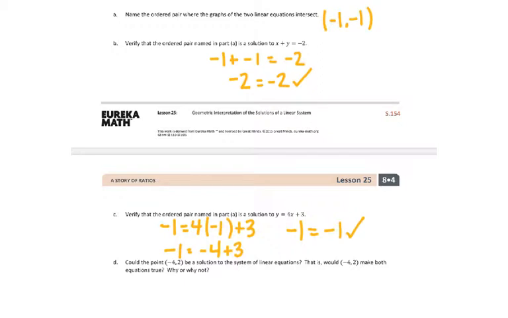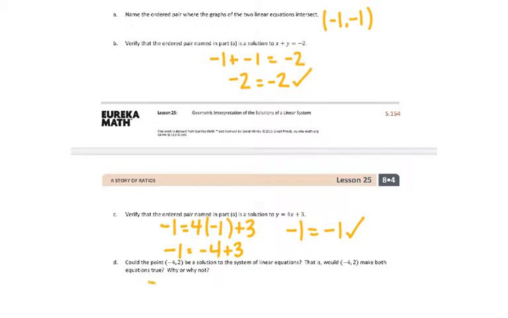So now in this last part, they give us a new coordinate point and they ask us if it can be a solution to the system of linear equations. So we're going to plug in -4, 2 into both of our equations and see if -4, 2 can be a solution to both equations or a solution to our system. So we're going to use x plus y equals -2 first.